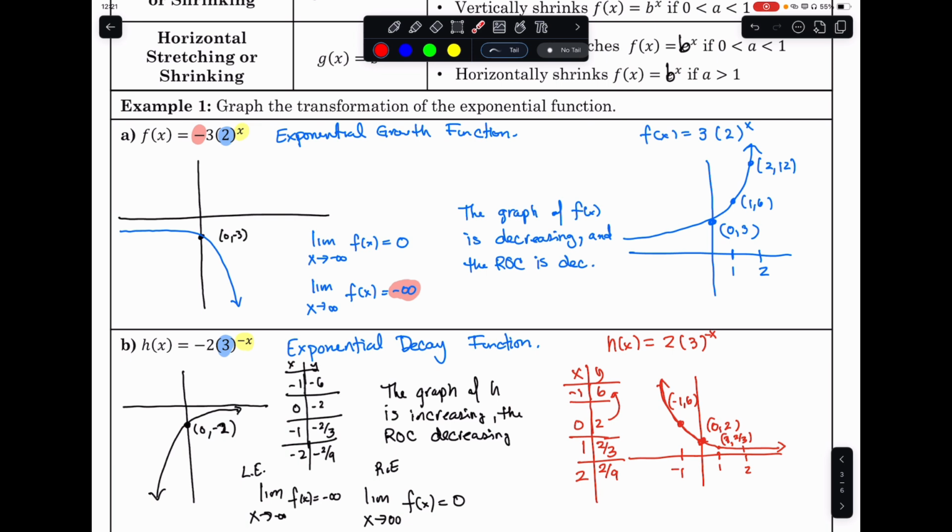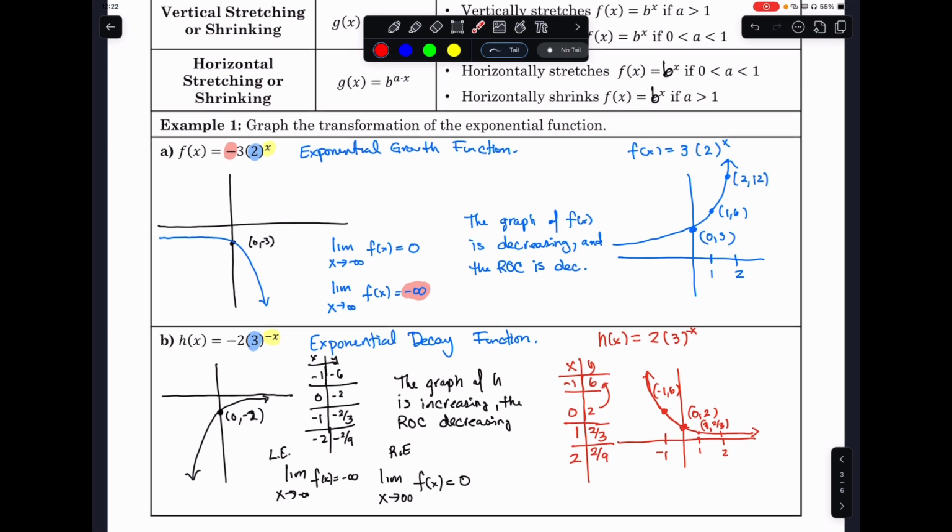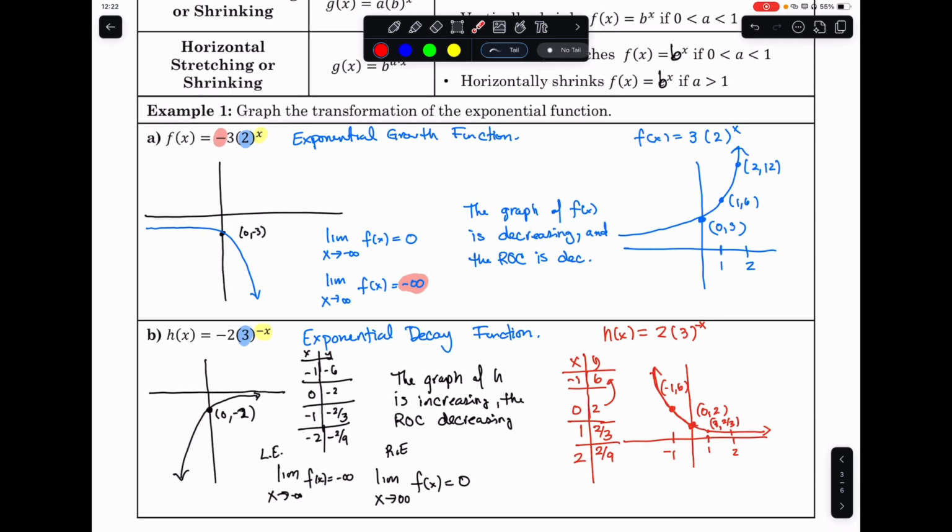So right here, this one on the left side is decreasing and the rate of change is decreasing because it's concaving downwards. Right here, the graph is increasing, and since it's concaving up, the rate of change is also increasing as well. Okay. So again, some very important characteristics about the reflection of an exponential growth and an exponential decay function.